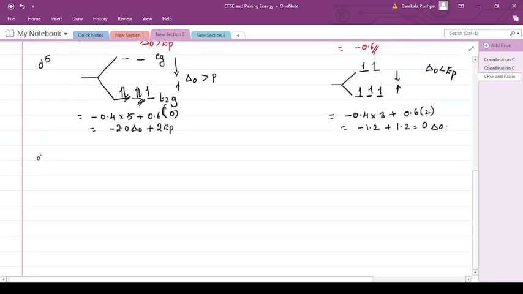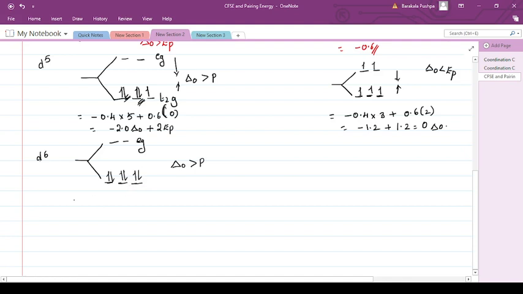Consider the d6 system, eg and t2g. Here delta O is greater than the pairing energy. The magnitude of splitting is very high, so the pairing energy is not sufficient for the electron to jump into the higher level. So the electrons get paired in the ground level itself.